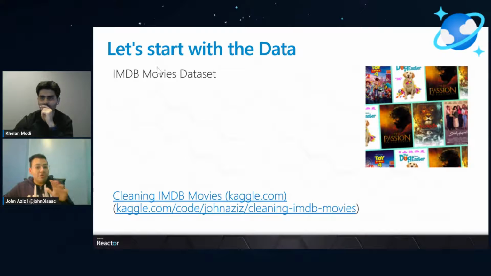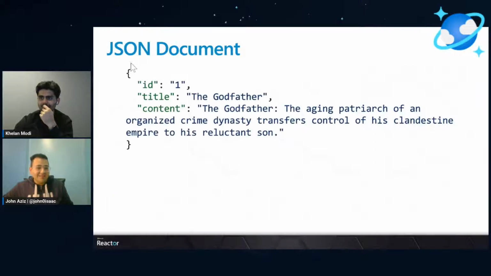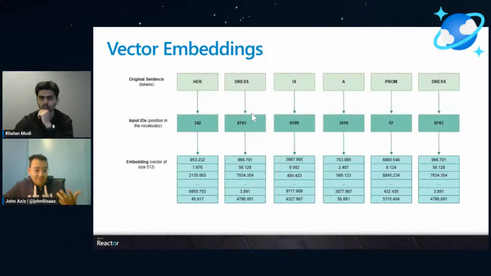Yeah, sure. So we are using the IMDb movies dataset, as you may have noticed, and it's like a JSON document data. This is how it looks like. It's like the Godfather, the aging patriarch, and that's why we need the large language model to parse this and try to make it like human-like conversation. So how is it able to understand the question and get the answer from the database?